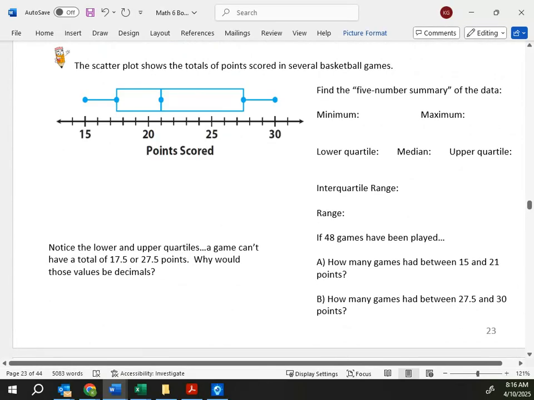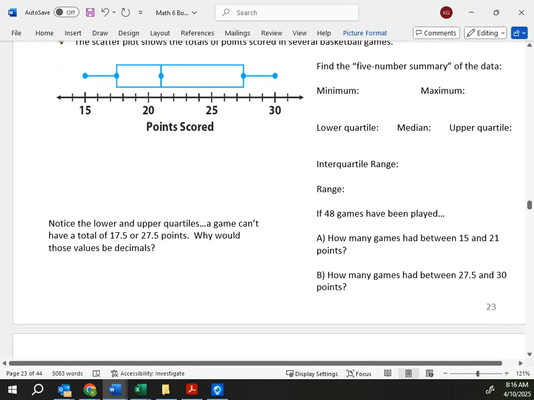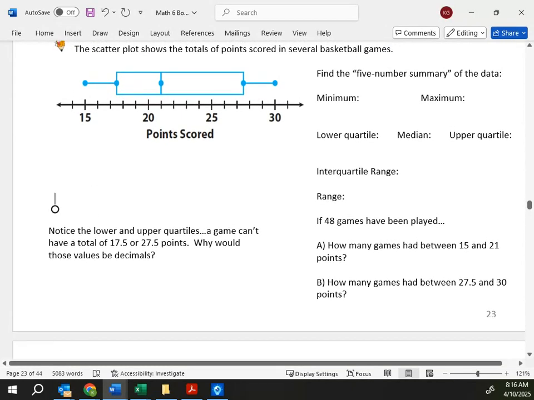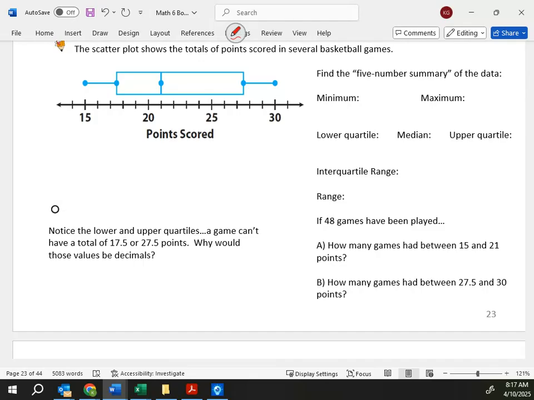So, this one is a new one. This is the scores, points scored in several basketball games. Okay, so we have the same questions. So think about where we marked the vocab words on that box and whisker plot. Where would the minimum number be? What is our minimum that was scored at a basketball game?